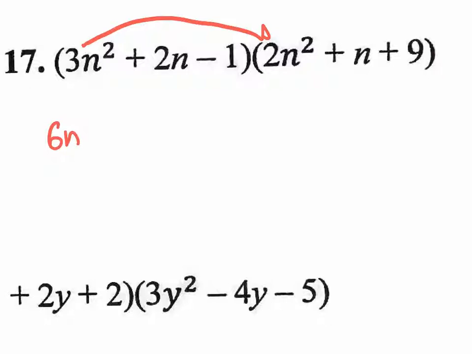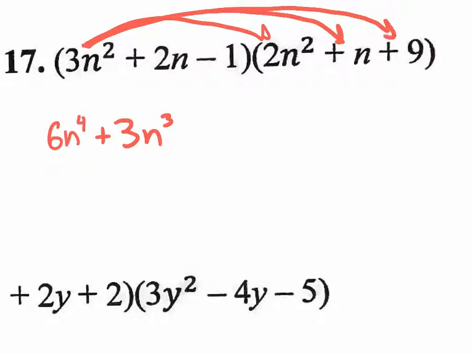6n to the fourth. How about 3n squared times n? Positive 3n to the third. How about 3n squared times 9? Positive 27n to the second. Okay, we've distributed the 3n squared. We don't even need to look at it anymore. Let's move on to our next term, the middle term. It's going to be a little bit ugly, like I said.